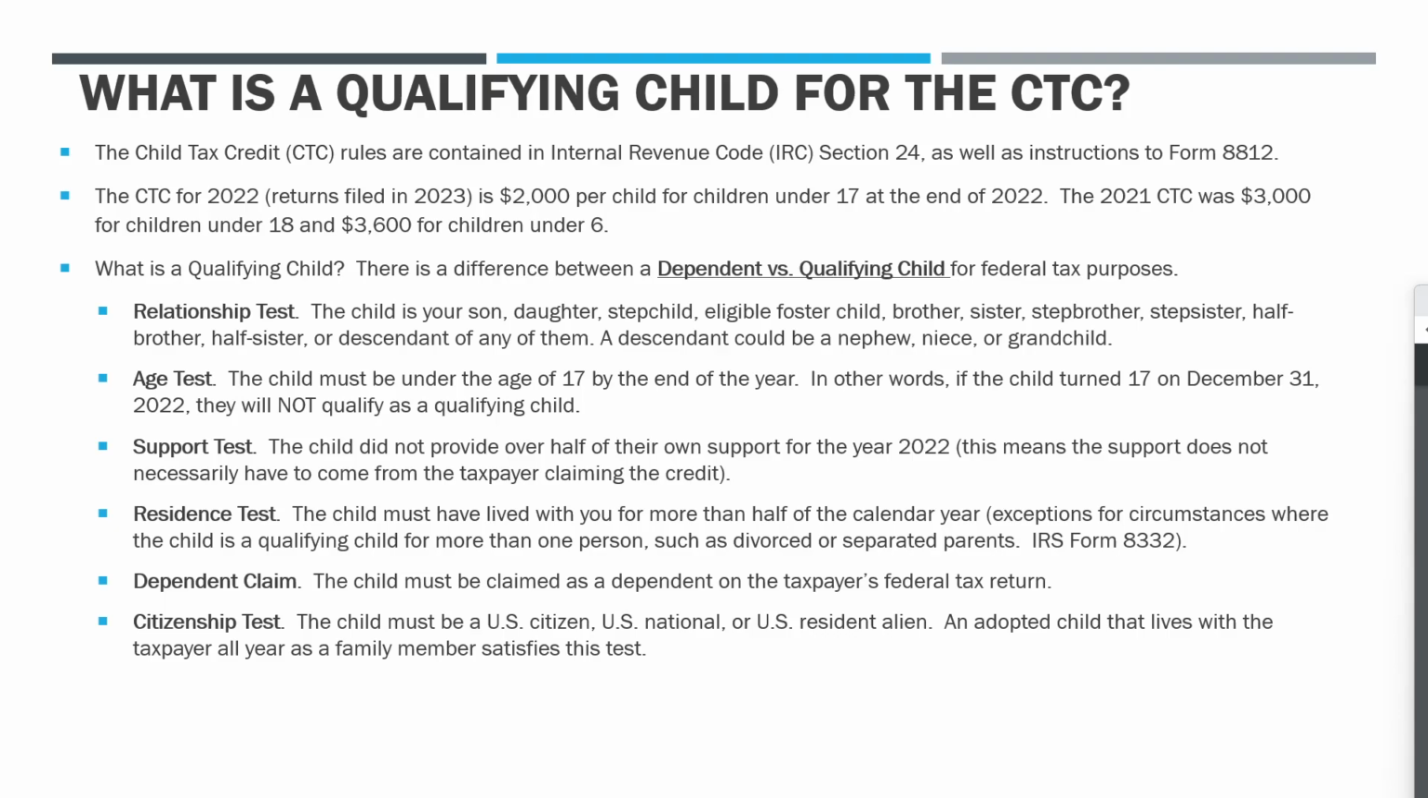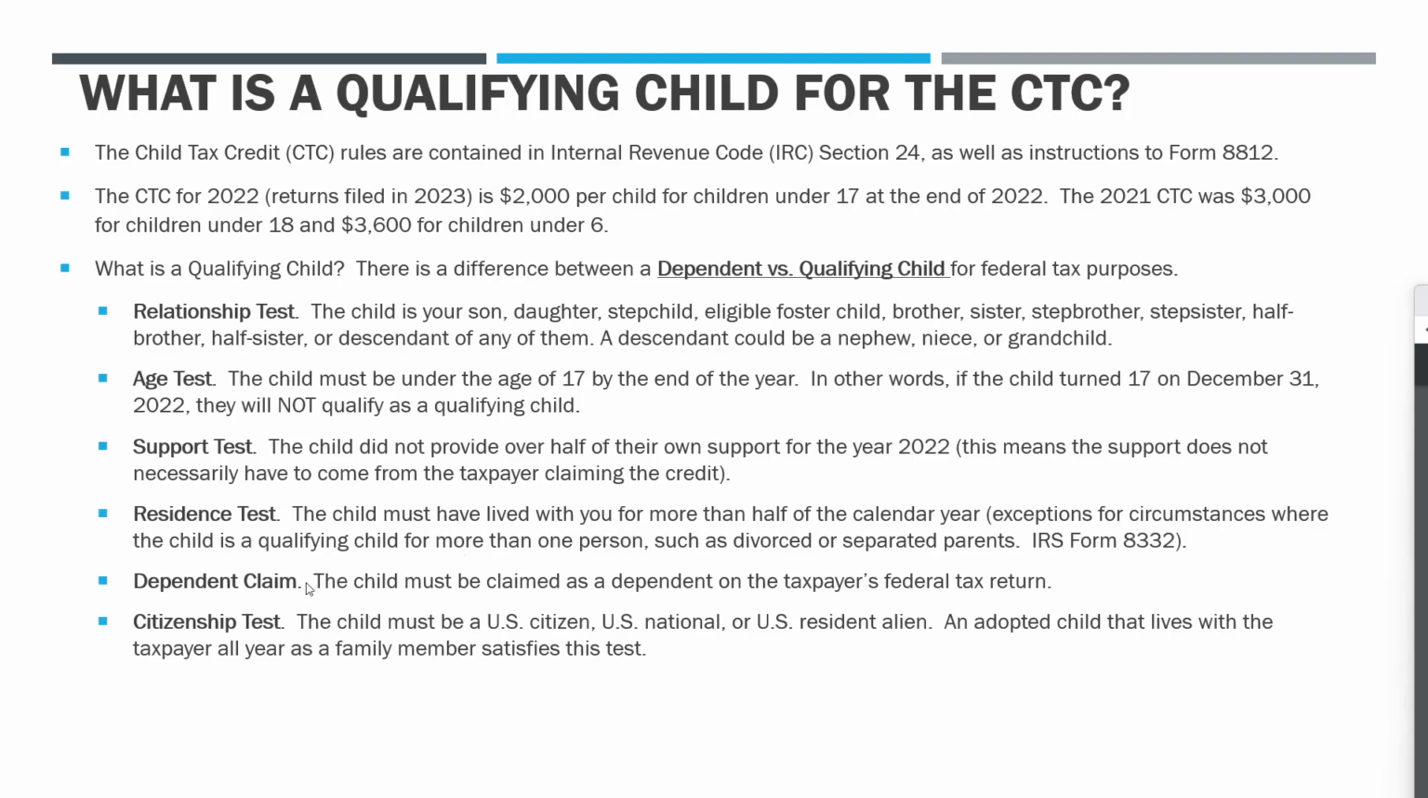So the custodial parent can complete the IRS Form 8332 and provide that to the other parent and say, hey, look, even though I'm the custodial parent and the kid lives with me for more than half the year, I'm going to waive the right to claim them on my taxes this year, and so you can file the dependency claim and then ultimately maybe claim the child tax credit. So that residence test can be a bit tricky.